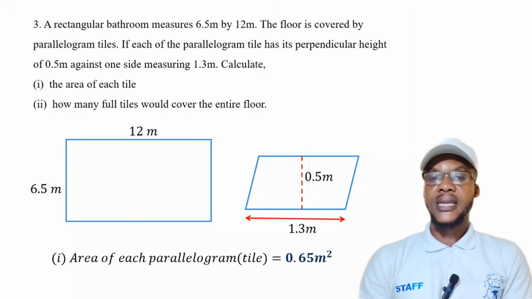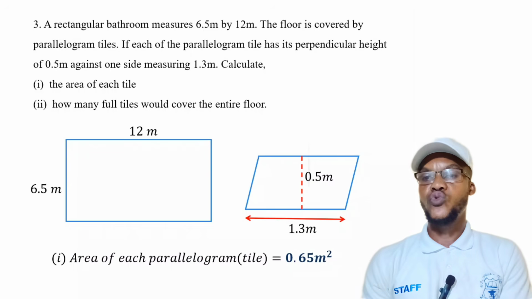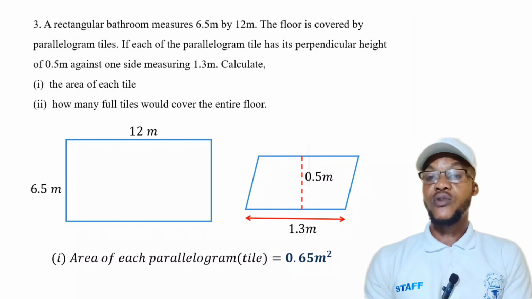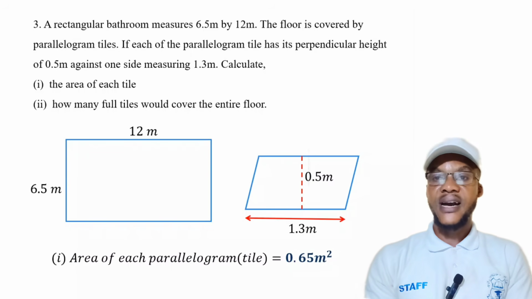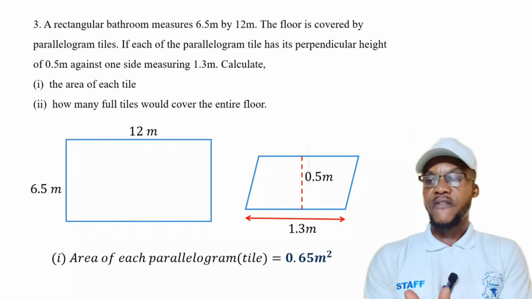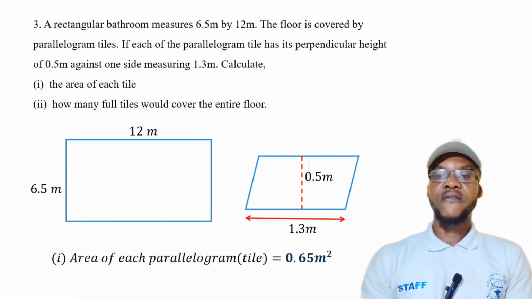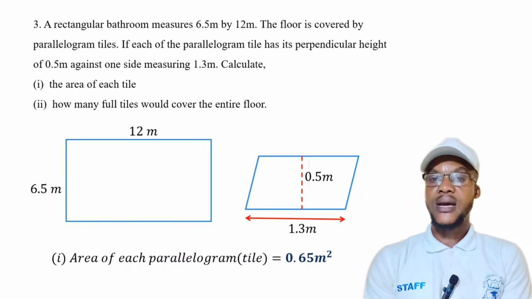All right, now let's look at example 2. We are asking how many full tiles will cover the entire floor. In this case, before you know the number, because at the end of the day we are going to use the parallelogram tile to cover the entire floor, if you want to know the number, then we have to find the area of the rectangular room.